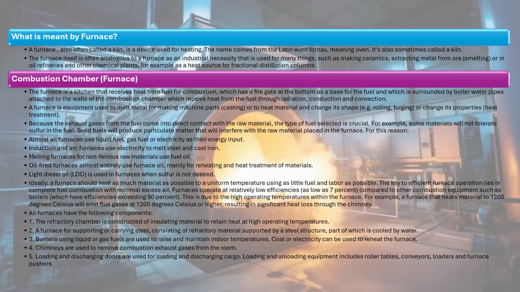A furnace has the following components. The refractory chamber is the construction of insulated material to retain heat at high operating temperatures. A furnace for surface of carbon steel consists of refractory material supported by a steel structure, part of which is cooled by water. Burners using liquid or gas fuel use resistance to maintain indoor temperature. Coal or electricity can be used to reheat the furnace.